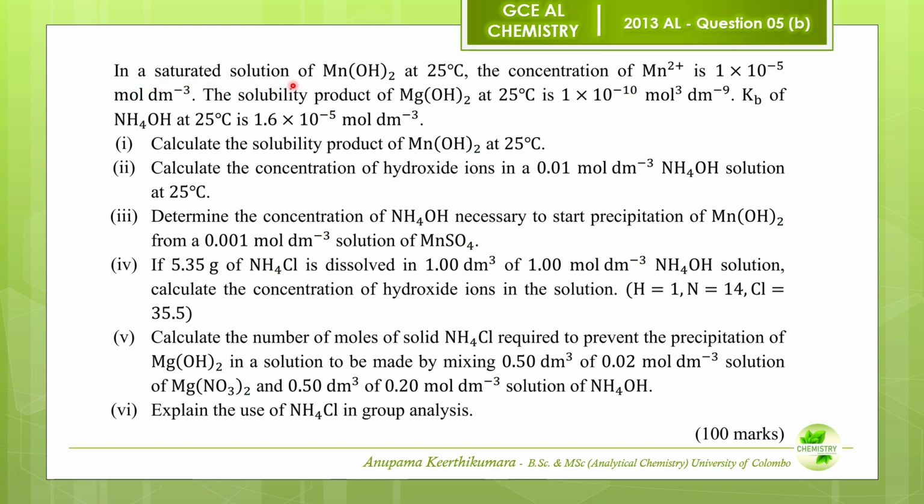In a saturated solution of manganese hydroxide at 25 degrees Celsius, the concentration of manganese 2 plus ions is 1 times 10 to the negative fifth moles per cubic decimeter. The solubility product of magnesium hydroxide at 25 degrees Celsius is 1 times 10 to the negative 10th, and the Kb value of ammonium hydroxide at 25 degrees Celsius is 1.6 times 10 to the negative 5th.